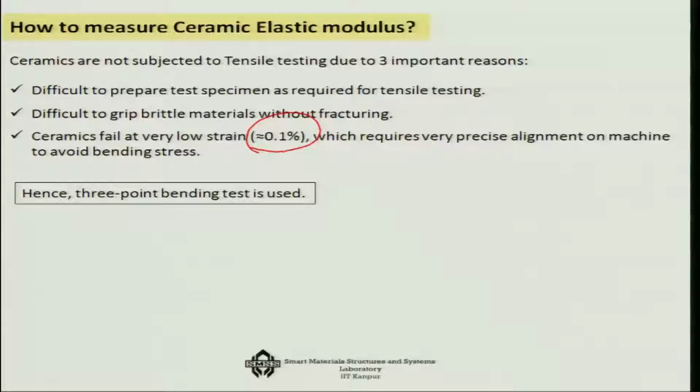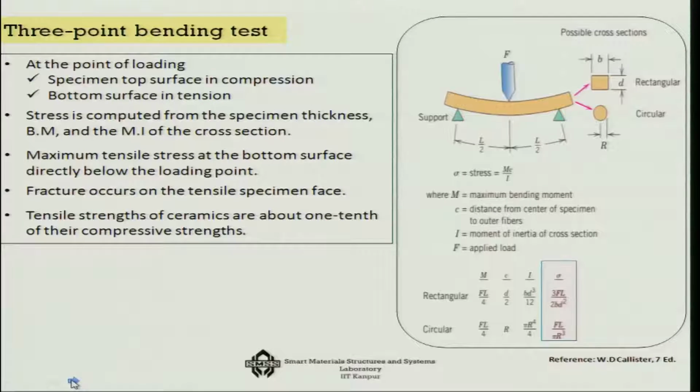And the other point is that ceramics actually fail at a very low strain, something like 0.1%. So, it is very difficult to align a machine and to avoid bending stress. Hence, for testing of ceramics, an indirect way known as 3-point bending is generally used. Let us see what this 3-point bending test is.